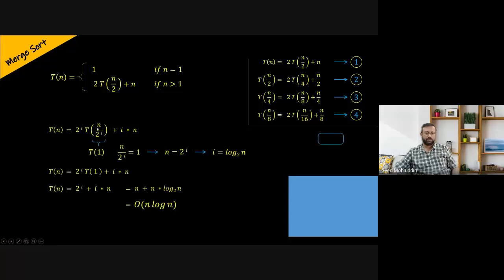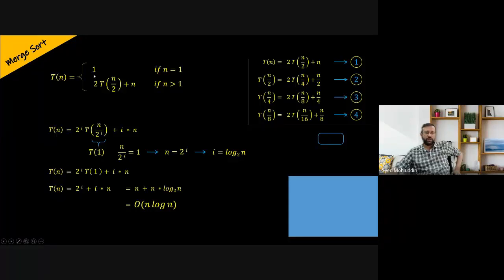Now this part, n by 2 power i, if it is equal to 1, we know that it is constant time. So when n equal to 1, the time is 1. T of 1 means n by 2 power i should be equal to 1, which is nothing but n equal to 2 power i, which is nothing but i equal to log n base 2. Now let us substitute. Instead of T(n/2 power i), we said that it reduces to 1. So that we have a solution.